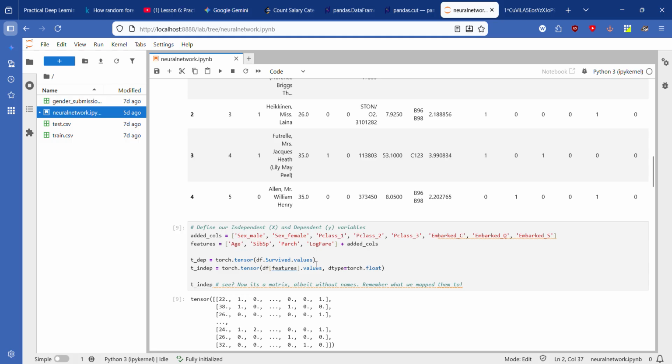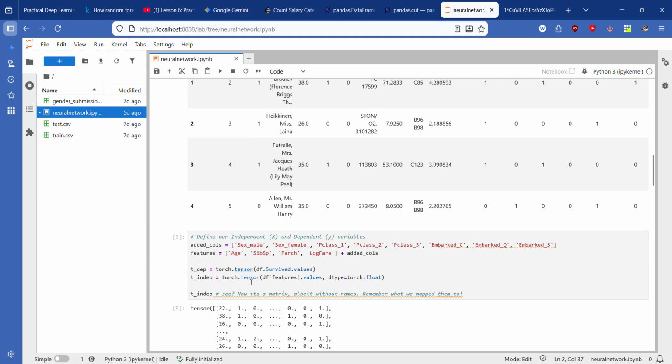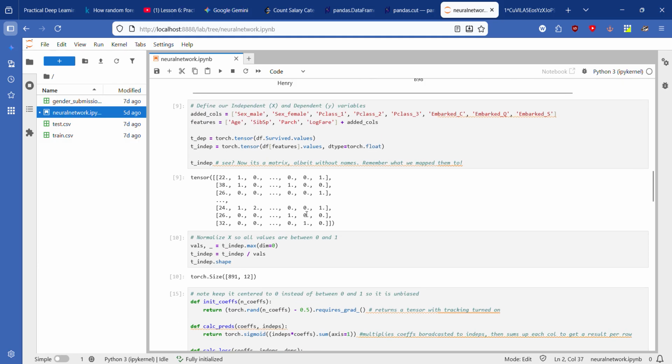We're going to take those columns from the data frame. And you notice that both of these are wrapped in torch.tensor. And if you recall, the tensor is super important because it's going to have a computational graph, which means that it tracks the history of all operations that are done on those columns, which you should think of now as a matrix. And this is how it looks right here, tensor, and it's a bunch of numbers now.